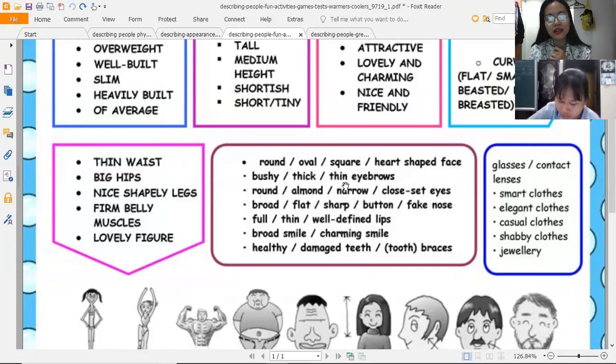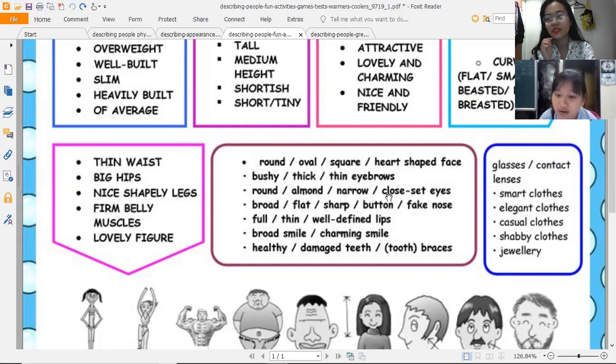Bushy, thick, thin eyebrows. Okay, eyebrows. You know eyebrow, right? I already spelled it for you, right? Eyebrow. Okay, thick. What is a thick eyebrow? Thick eyebrows mean really big eyebrows. A thin eyebrow is something like small eyebrows. Thin means mỏng, thick means dày, đúng không? Okay, what about the bushy brows?